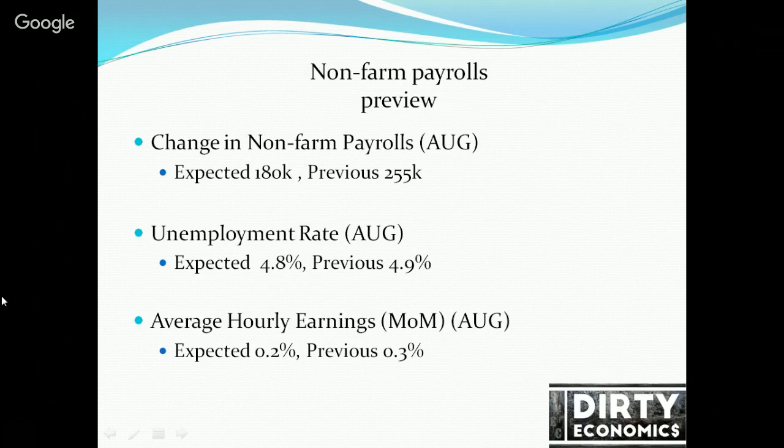And the most important figure, in my opinion, that is the average hourly earnings. The month-on-month change is seen at 0.2% compared to 0.3%. So, looking at the calendar, the expectations slightly tilt on the negative side, mainly because the growth in the hourly earnings is seen slowing down.